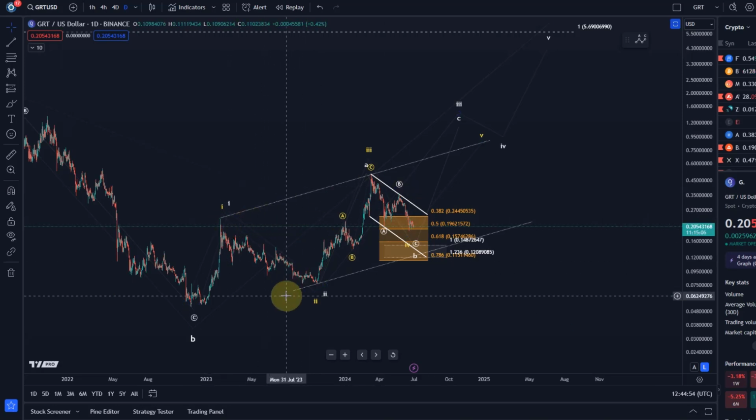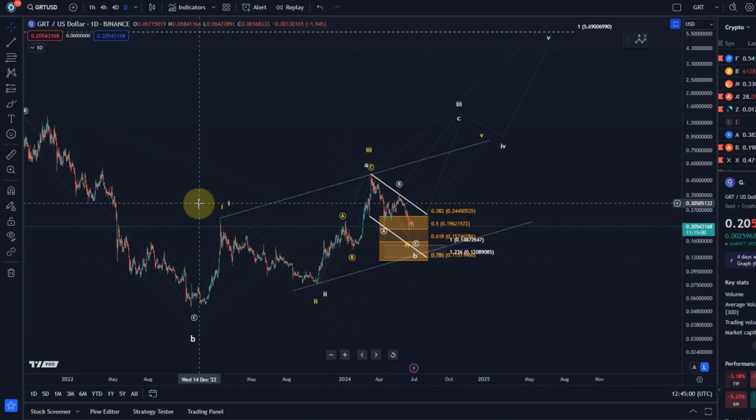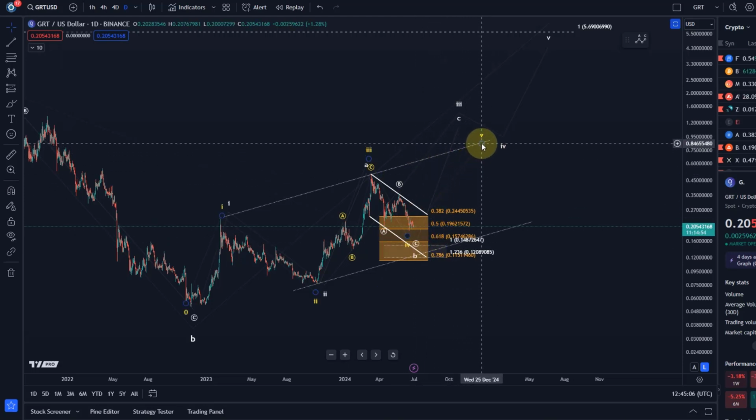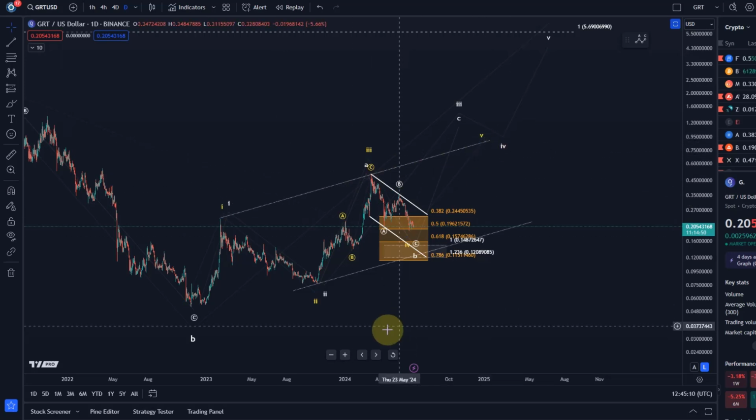I have added this parallel or corrective price channel. You could say not really a corrective price channel. Possibly it's a channel for a diagonal, you know. So we have to pay attention in case we get an upside breakout. We have to pay attention to the upper boundary line. There could be some resistance there.